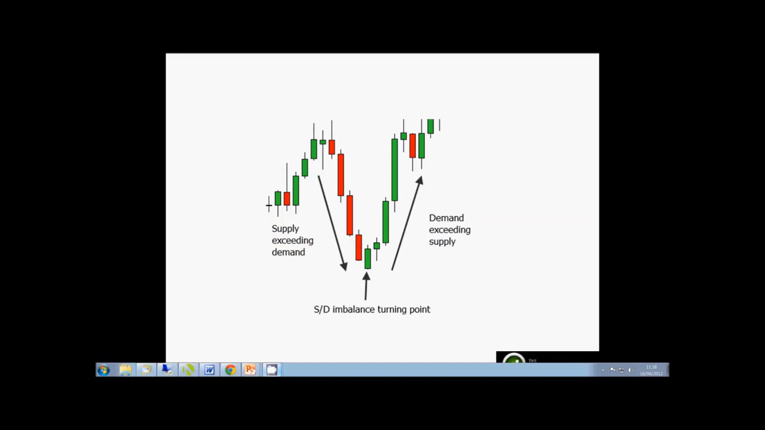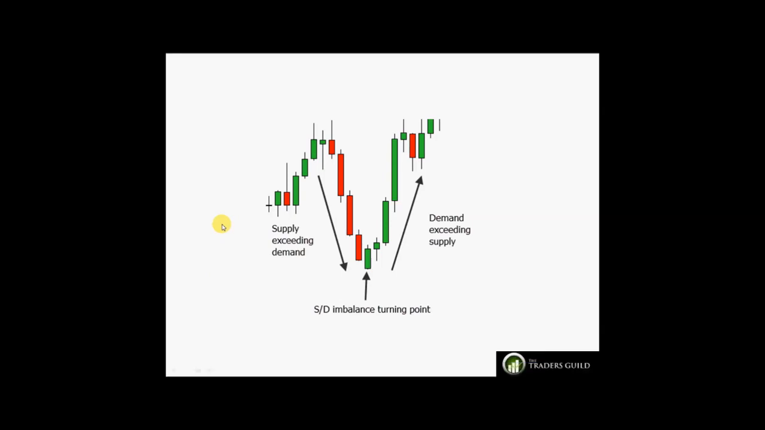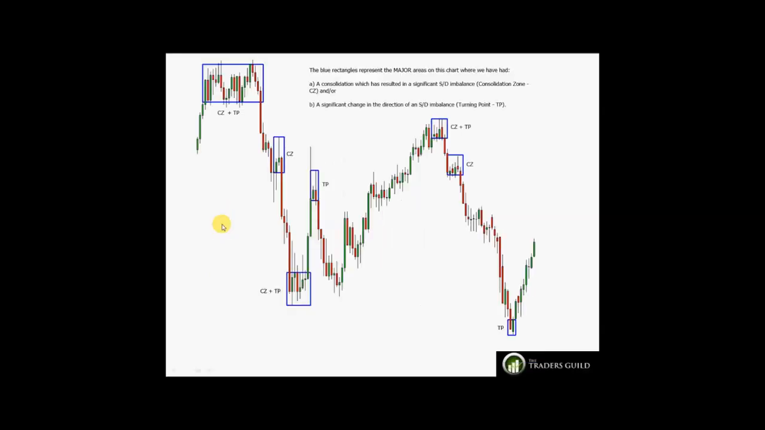So therefore, on any chart, on any time frame, we can identify both consolidation zones which have resulted in a significant supply-demand imbalance and turning points where a change in the direction of the supply-demand imbalance has occurred. Let's look at another example where we can identify consolidation zones and turning points. CZ is obviously a consolidation zone and TP a turning point.